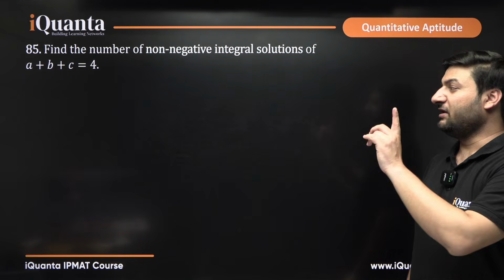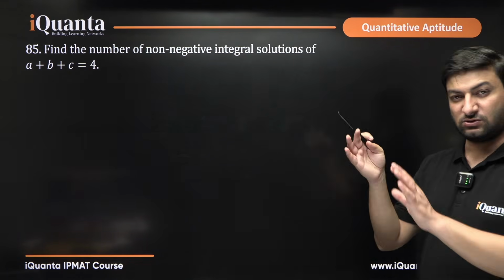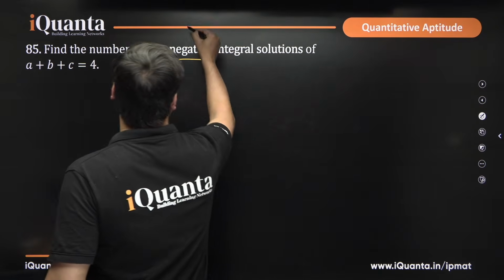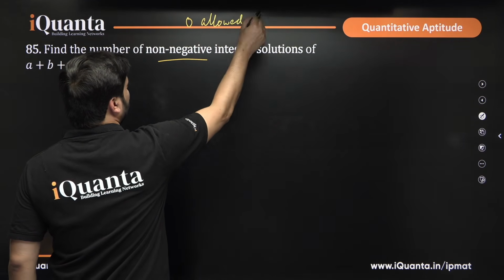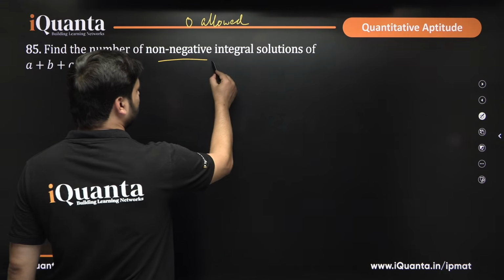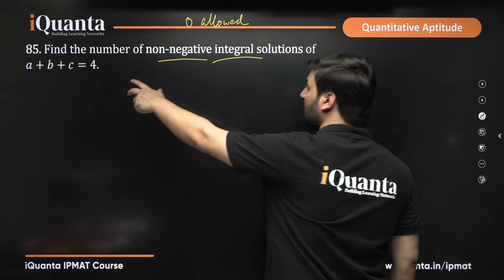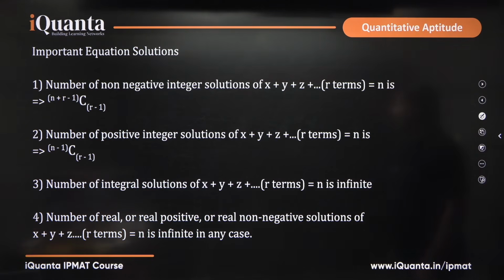The next question is find the number of non-negative integral solutions of this. So, this is also very important. Such questions can come. Non-negative means 0 is allowed, because 0 is not negative. 0 is allowed and all the numbers ahead of 0 are also allowed, but they should be integral, meaning integer. So, 3 numbers having a sum 4, they should not be less than 0. So, you have to go through the concepts first.